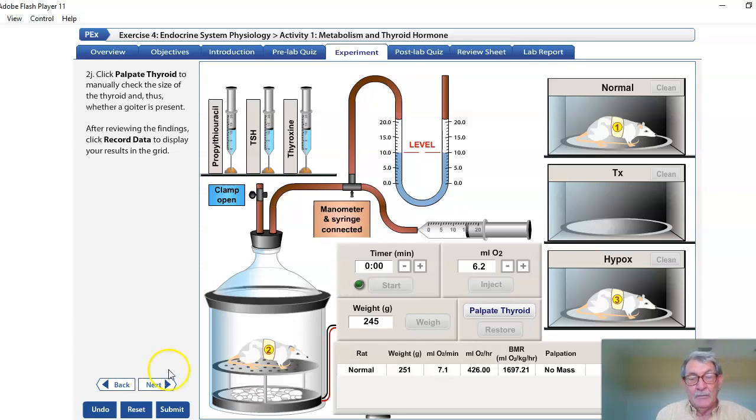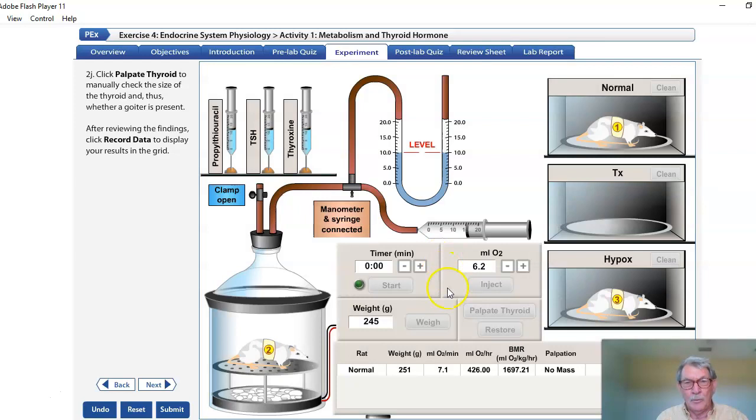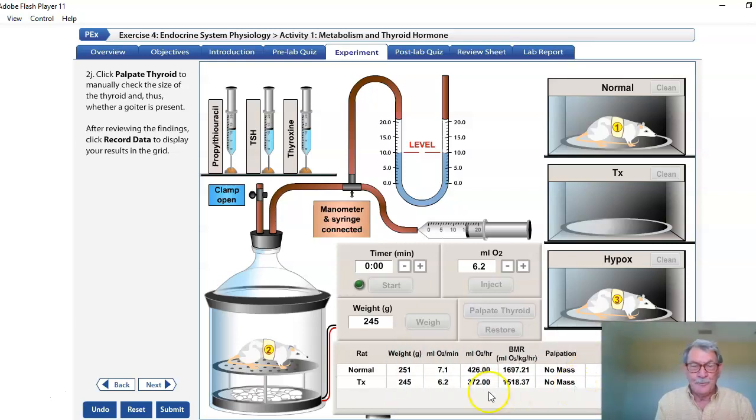So 1518. Well, we can already tell that's lower than this guy. You know, it's hypothyroidism. Do you think this guy's going to have a goiter? No. A goiter is a swollen thyroid. His thyroid's been removed. He can't have a goiter if he doesn't have a thyroid gland to grow. So, no remarkable finding. Cool. Then I move myself out of the way, hit record data, move myself back. And so we can see lower metabolic rate, lower oxygen consumption, but no goiter because he doesn't have a thyroid.